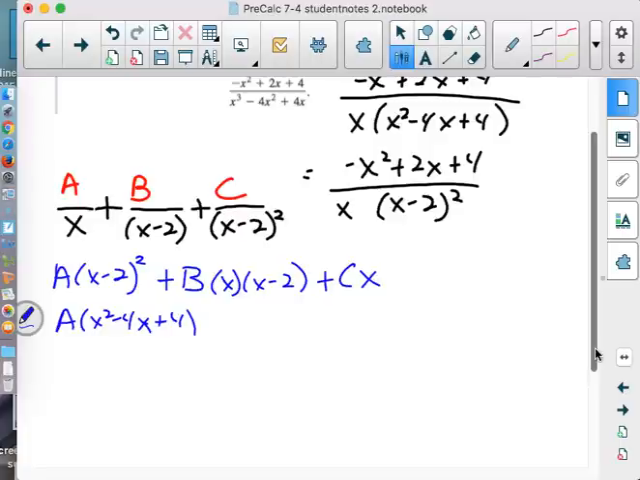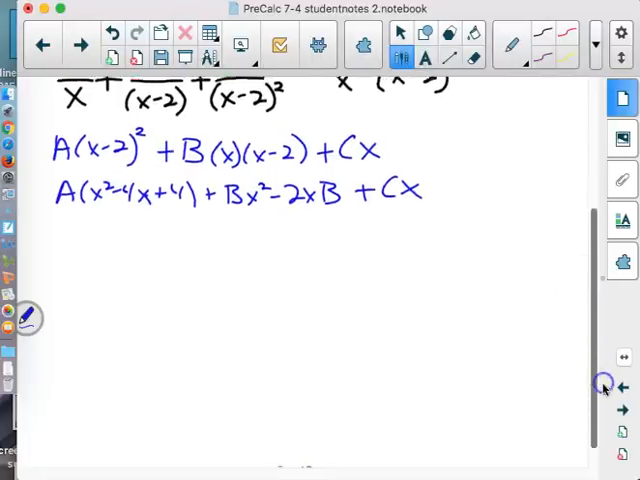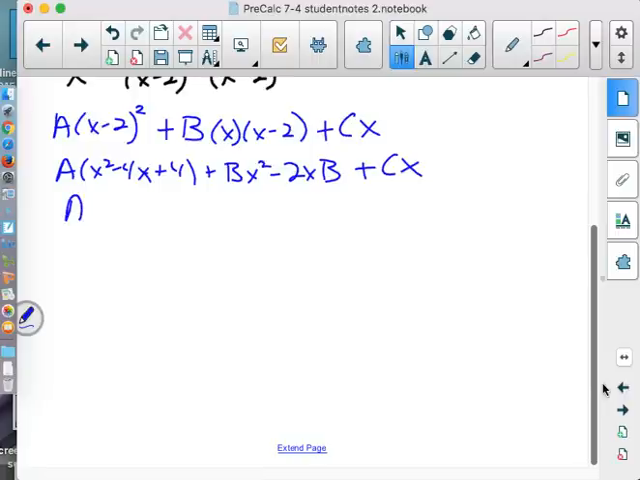And here, 2 ways you can do it. You could distribute the x and then distribute the b, or you could distribute the bx at the same time. So that will be plus bx squared minus 2xb plus cx. Now I still have to go back and distribute the a, and normally we do multiplying and dividing from left to right, but it doesn't really matter in this case.